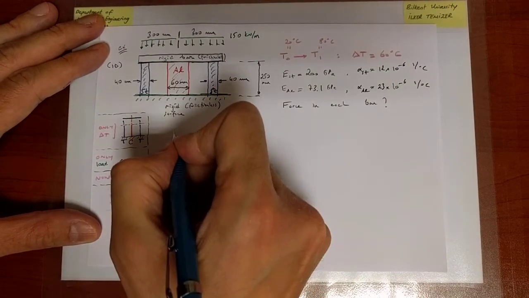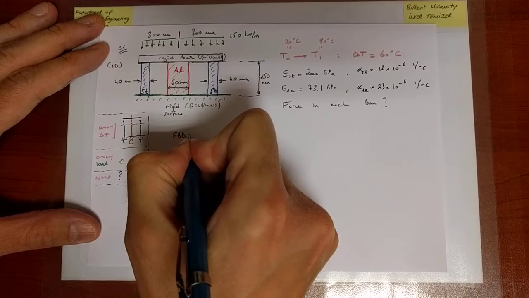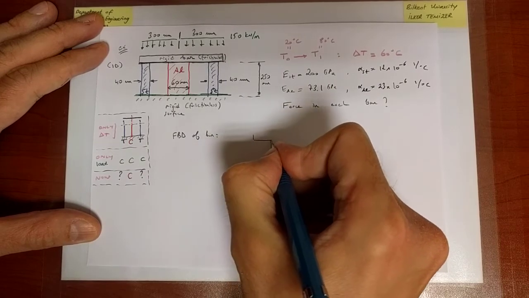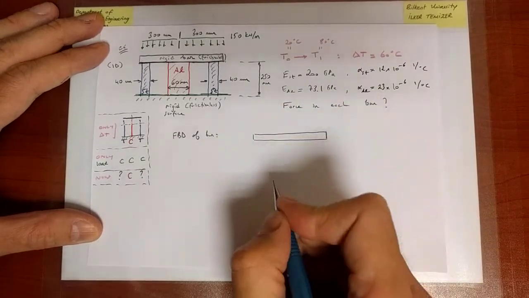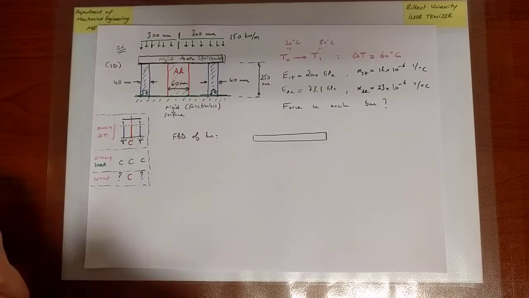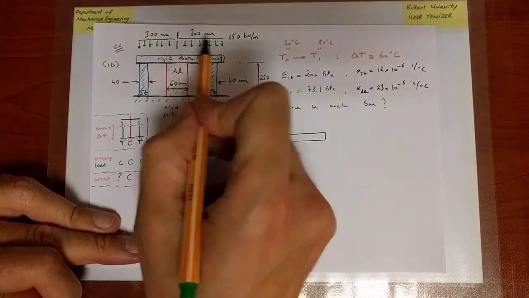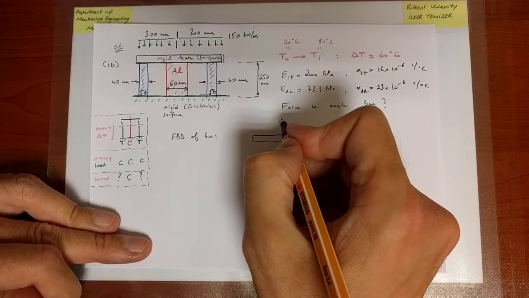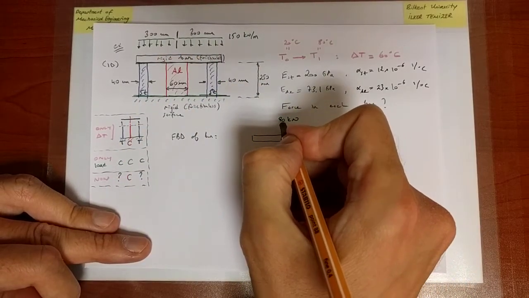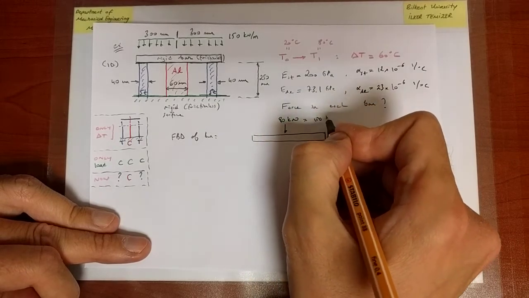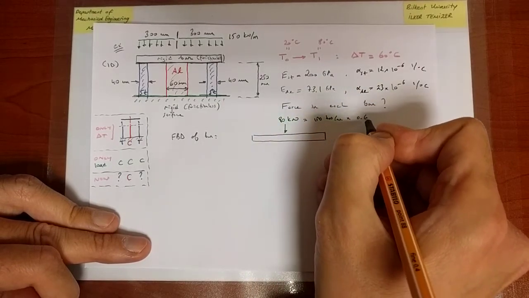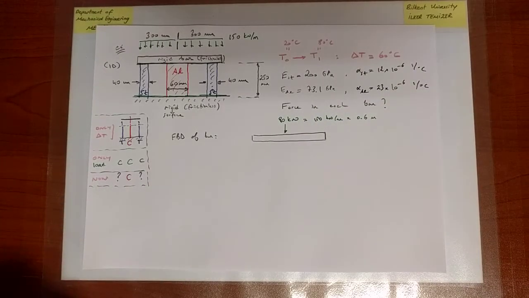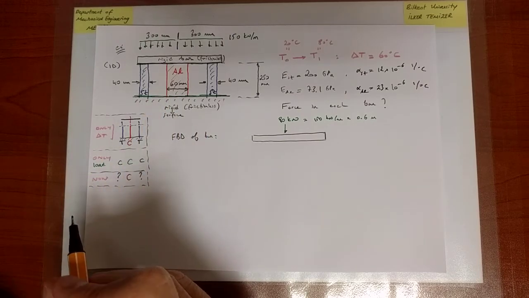So first of all, the first thing we're going to do is draw the free body diagram of the bar. And the free body diagram consists of the net force that I am applying on the bar, which is 150 kilonewtons per meter times 0.3 meters, which is therefore simply 90 kilonewtons. Okay, and we will have forces within the aluminum and steel bars.